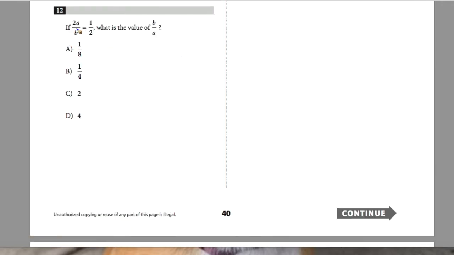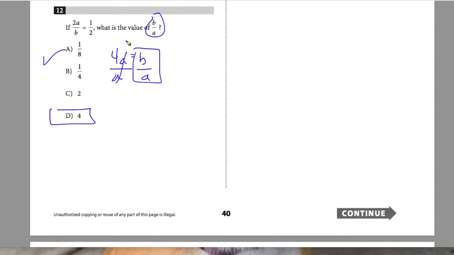Okay, for question 12, it says, if 2a over b equals 1/2, what is the value of b over a? So I'm thinking about what is the relationship here. I'm immediately going to cross multiply these. I'm going to get 4a equals b. I want to get b over a, so I'm going to divide both sides, and 4 is going to be my best possible answer. So in other words, divide both sides here by a, and then I get b over a equals 4. Good, 12 is D.